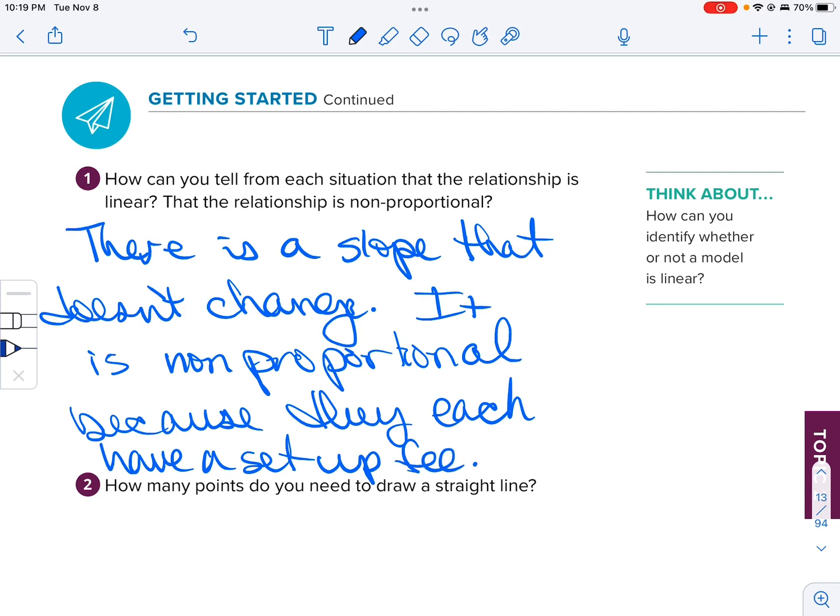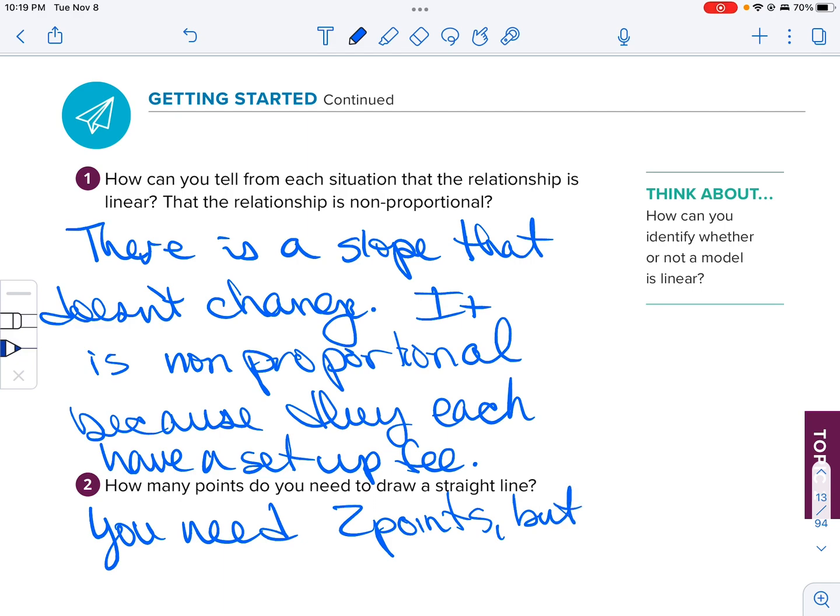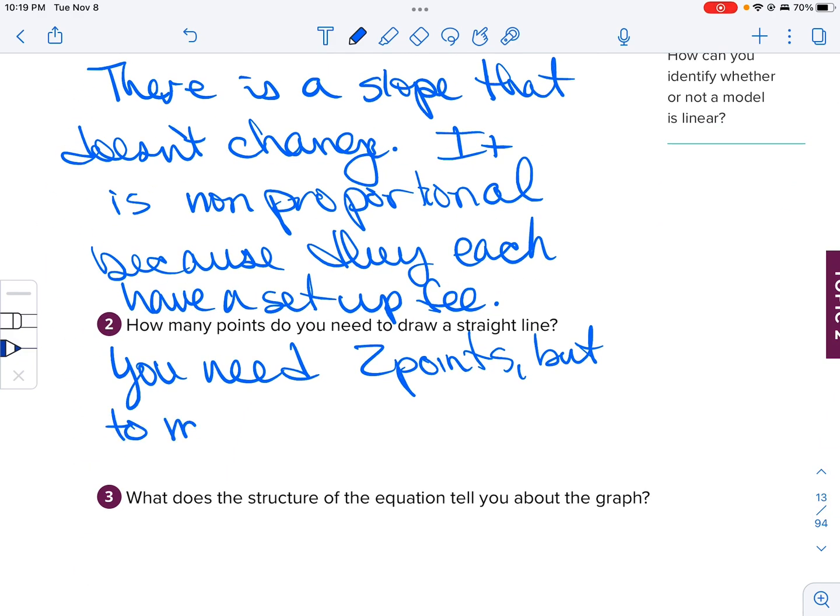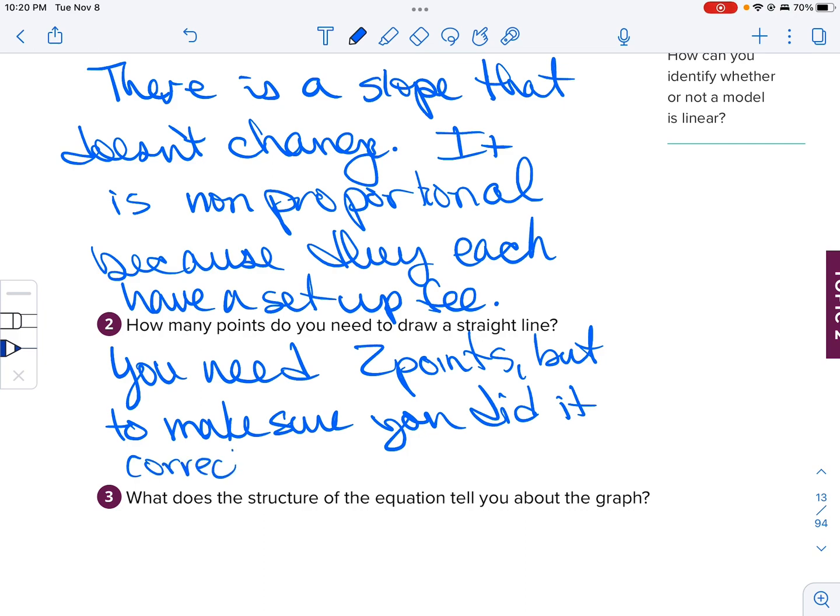How many points do you need to draw a straight line? Well, in reality, you need 2 points. But to make sure you did it correctly, it is better to do 3.